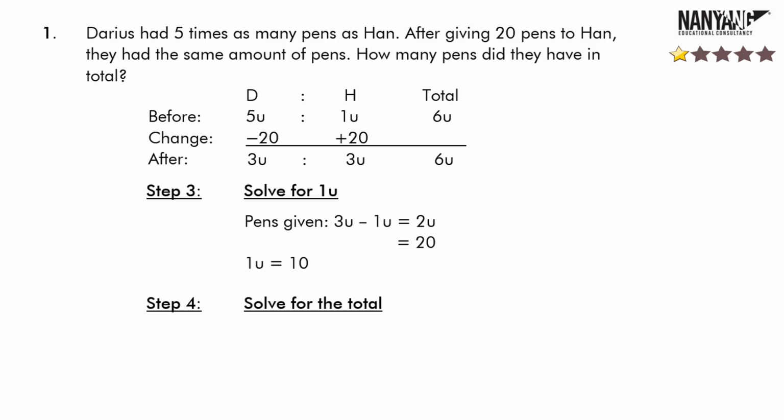With our 1 unit, we can solve the question. So the question asks, how many pens did they have in total? Well, as our table says, that's 6 units. So we should take 6 times 10 and we get 60. So that's our answer. They had 60 pens in total.